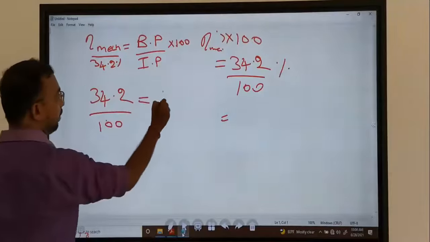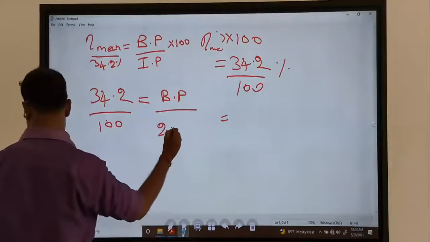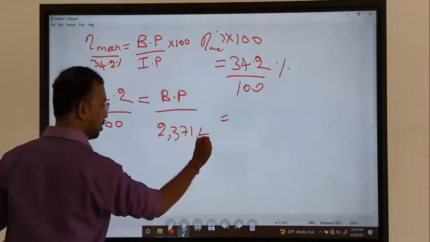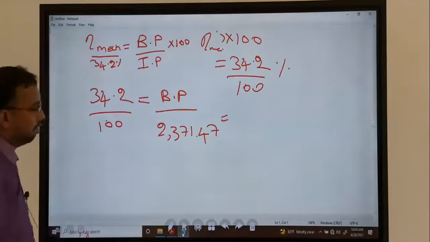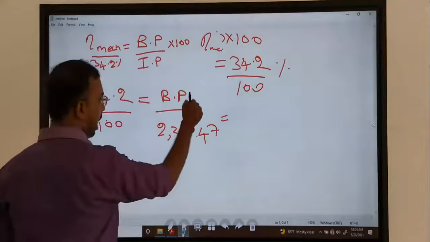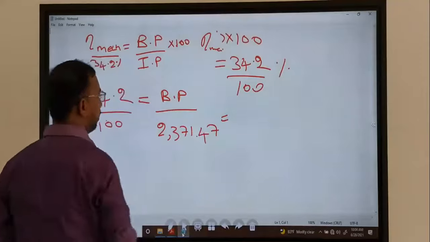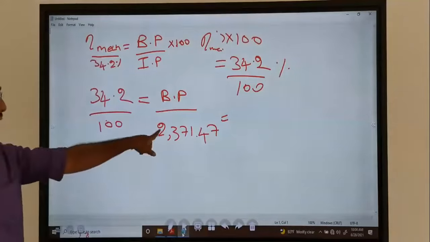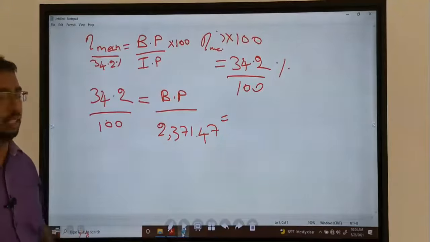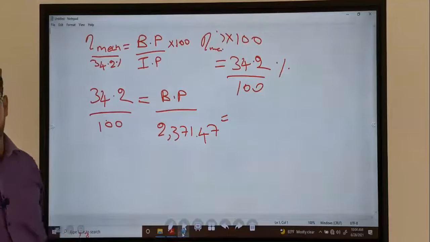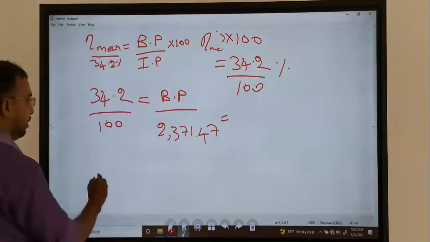We have to find the brake power from the indicated power. Here I use the kilowatt directly. Why? Because up and down both are kilowatt, so they cancel each other. If we use the indicated power in kilowatt, we get the brake power directly in kilowatt. If we use watt, the brake power answer comes in watt. So here we can get the brake power.